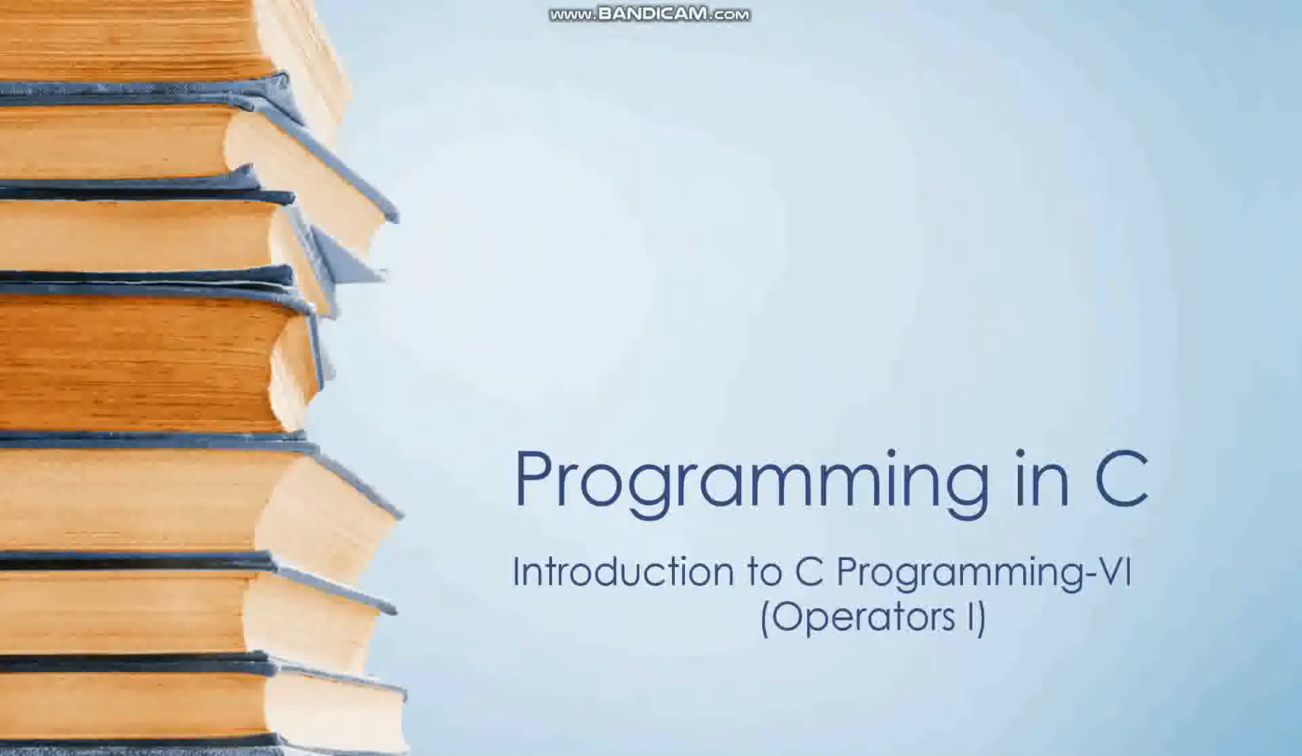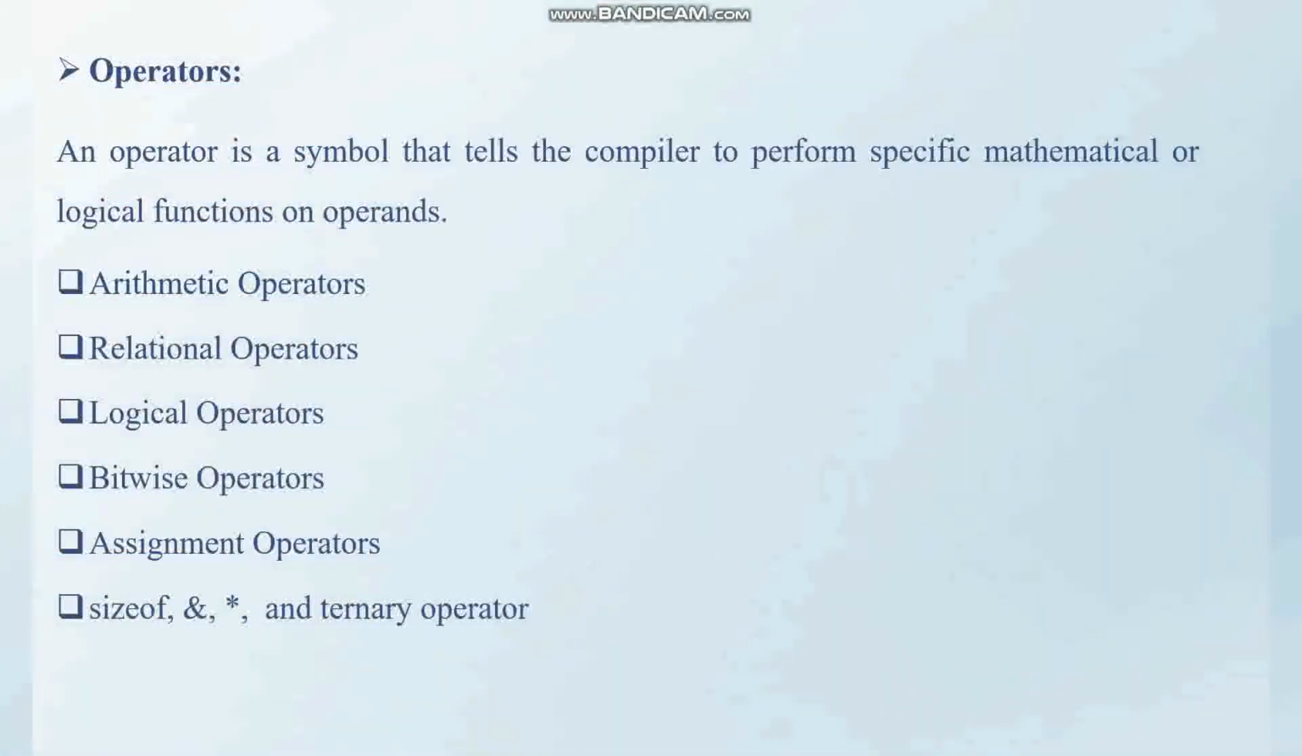In this session we will discuss operators in C. An operator is a symbol that tells the compiler to perform a specific mathematical or logical function on operands. There are a number of operators available in C: arithmetic operators, relational operators, logical operators, bitwise operators, assignment operators, sizeof, address of, pointer, and ternary operators.